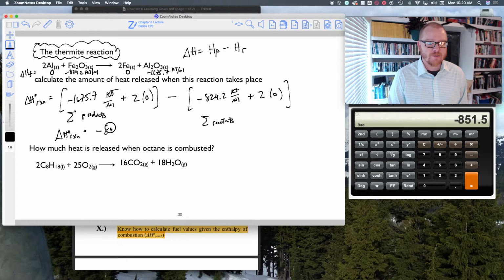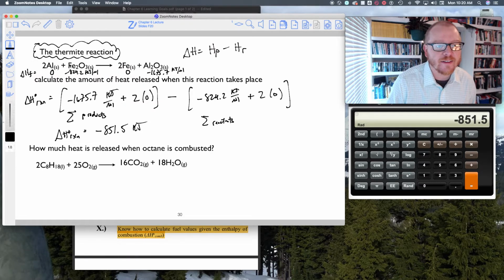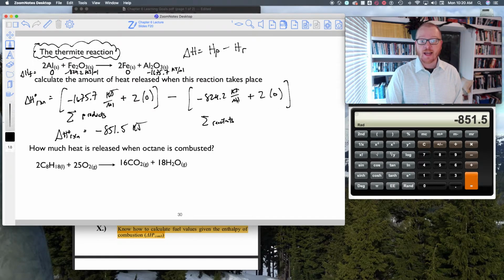So negative 851.5, and this is just units of kilojoules, because look what happens. I didn't write this out here, but we recognize that there was technically times 1 mole of iron and times 1 mole of the aluminum oxide. So that's just negative 851.5 kilojoules for the heat released.